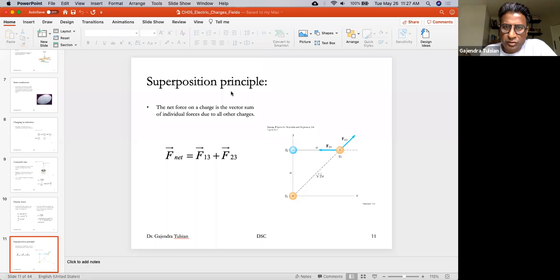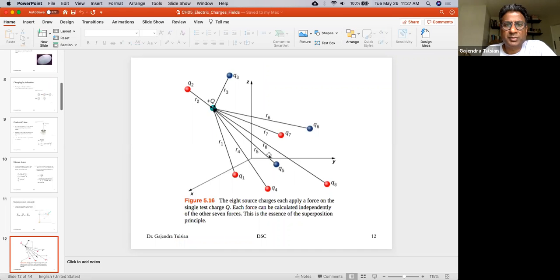Okay, so the superposition principle essentially says if you have multiple charges acting on a single charge, all you have to do is calculate forces pairwise independently as if the others are not there, and then add up, take the vector sum of all the forces. Okay. So that's the superposition principle.